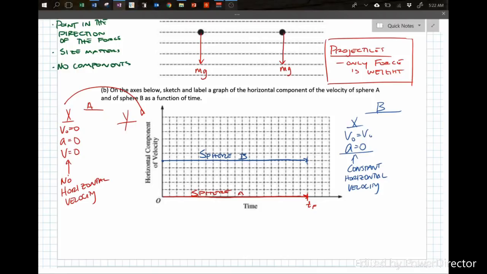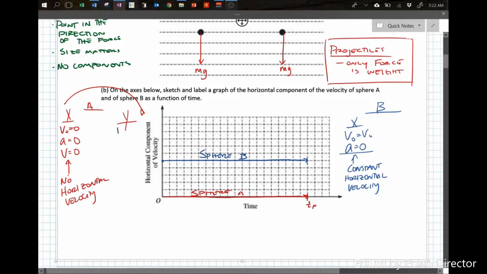So for sphere A in the y direction, the initial velocity is 0 because we're dropping it at rest. The acceleration is gravity. We're just going to call it g, and it's straight down. And the distance it's falling in the y direction is capital H, again, straight down. That's everything that's going on in the y direction for sphere A.